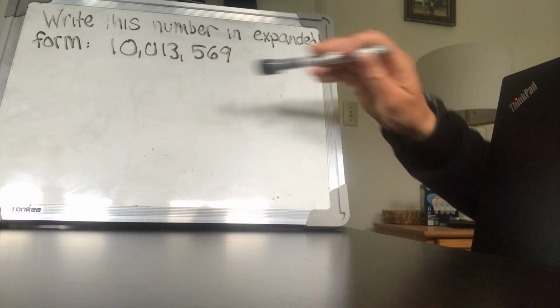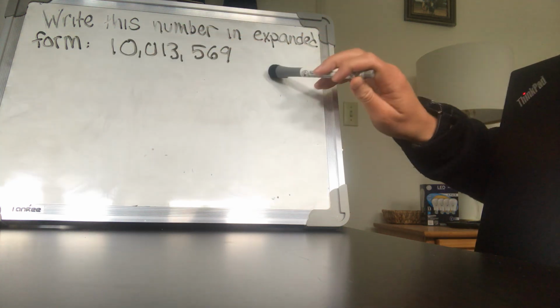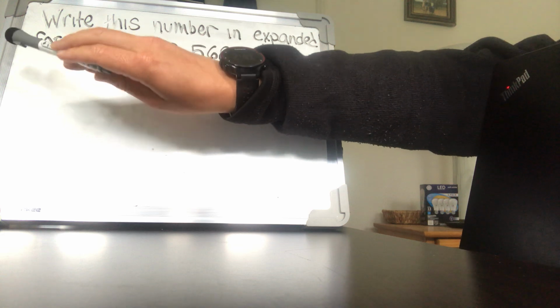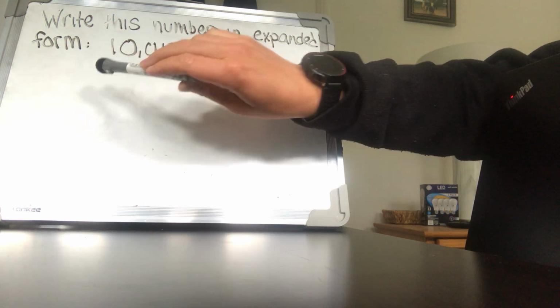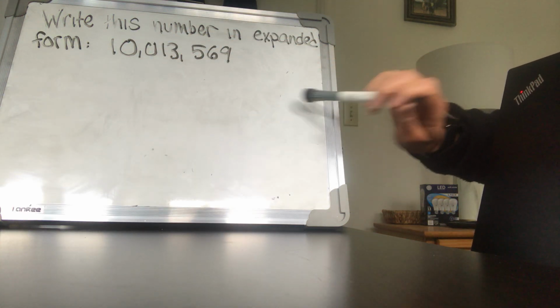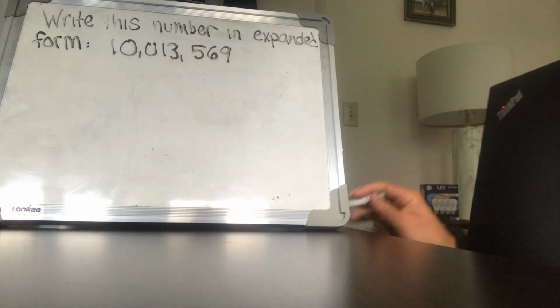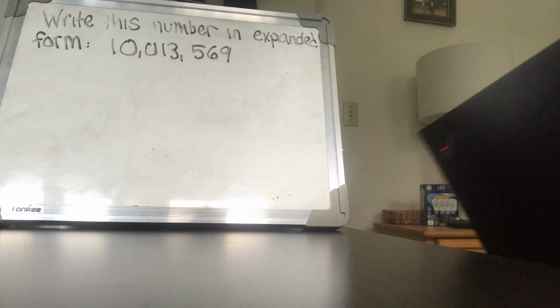Remember, expanded form is when you look at every single place value and then you add it with an addition problem. This plus this plus this plus this plus this and so on. I would suggest that you label all the different place values like we did yesterday so you don't get stuck.